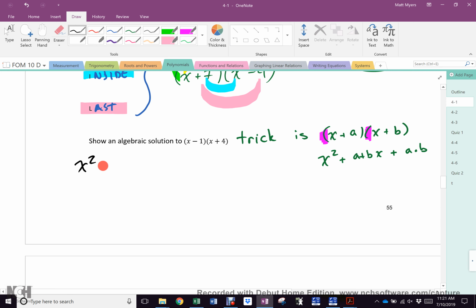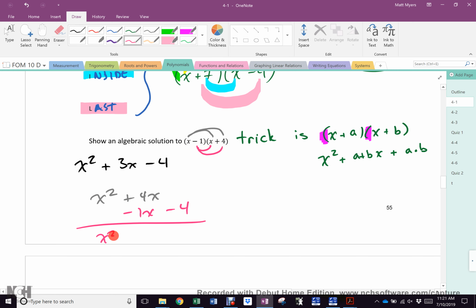3x. And what's negative 1 times 4? Negative 4. Now, if we were to do it the long way, x times x, x squared, plus 4x, minus 1x, keep the x's together, minus 4. And then I just add it up. X squared, 4 minus 1 is 3x. 0 minus 4 is negative 4. And I get the same answer. Is everybody good?